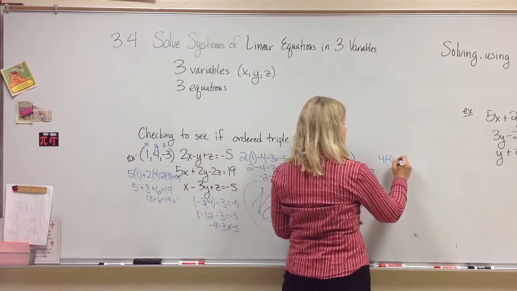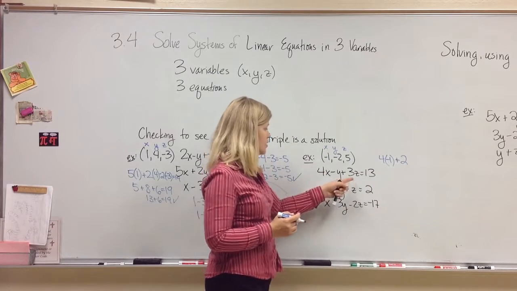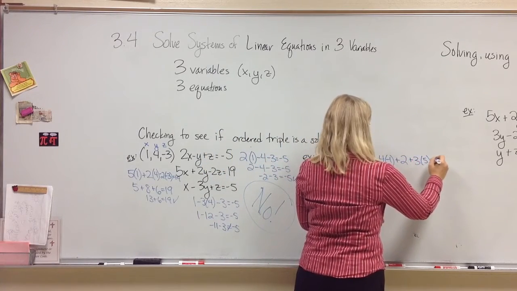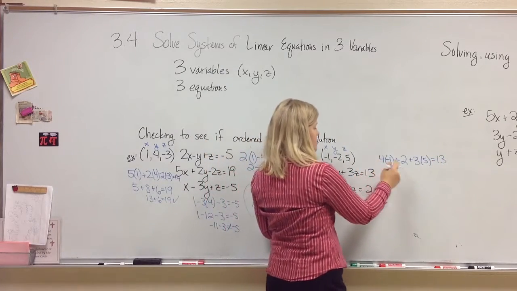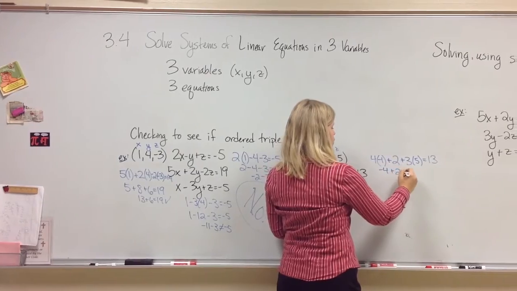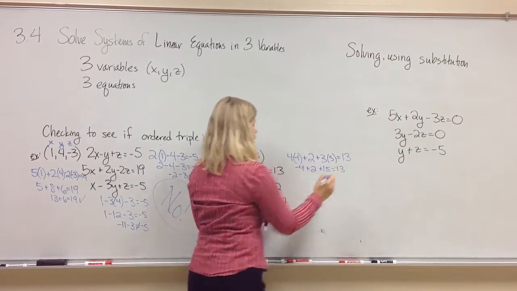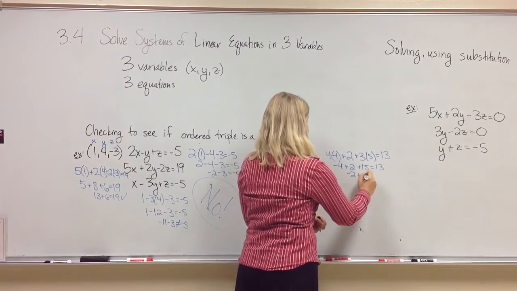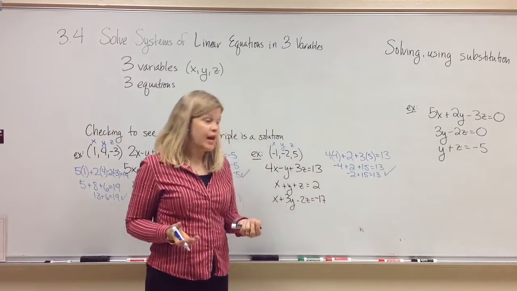So minus a negative, oh yeah, that's just like adding 2. Good job. And then you've got 3 times z, or 3 times 5. And we're going to see if that's 13. Well, what's 4 times negative 1? Negative 4. And 3 times 5 is 15. Okay? What is negative 4 plus 2? Negative 2 plus 15. Does that equal 13? It does. So it worked for that one.